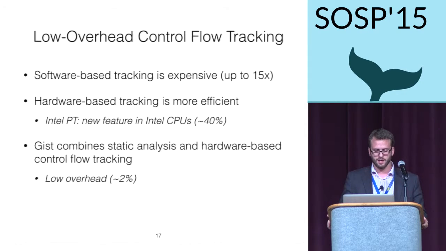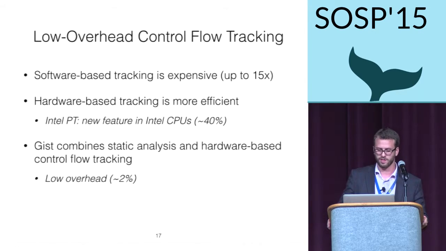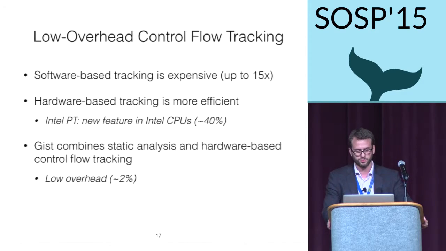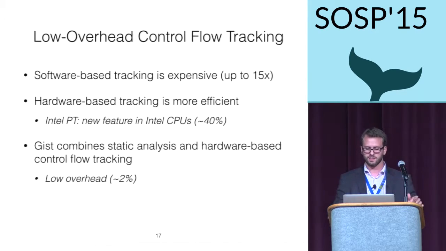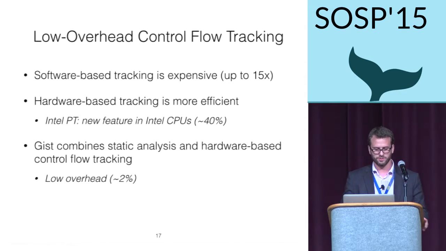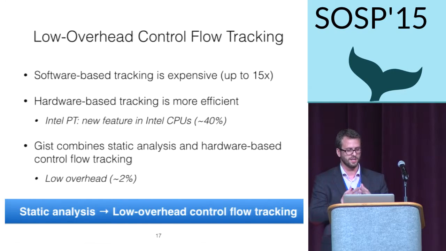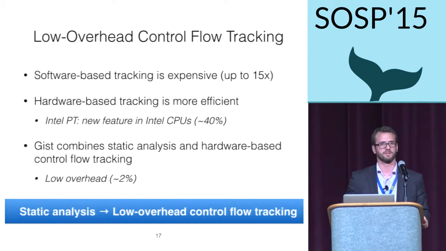In our experiments, we've seen that full program tracking using Intel PT incurs runtime performance overheads of around 40%, which is much lower than what a software-based approach has. However, it is still not quite suitable for in-production use. GIST, on the other hand, combines static analysis and hardware-based control flow tracking to further reduce the overhead to negligible levels. A key insight here is that GIST will do control flow tracking only for the portion of the slice that it monitors at runtime in order to reduce the overhead to these negligible levels.